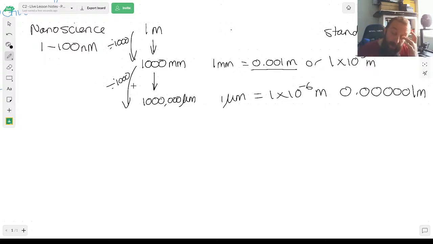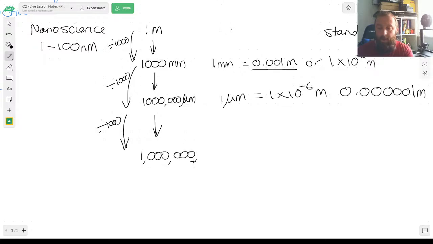Okay, so 1,000 millimeters in a meter, 1,000,000 micrometers in a meter. If I divide by 1,000 again, we end up with a nanometer. Okay, so there are 1 billion nanometers in 1 meter. So 1 nanometer is 1 times 10 to the minus 9 meters.